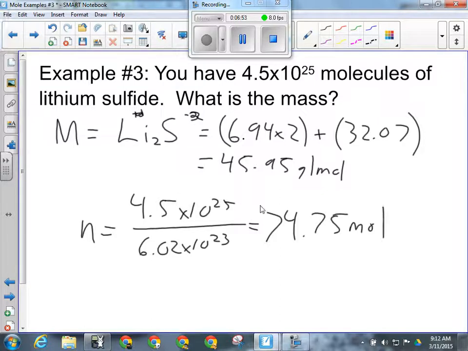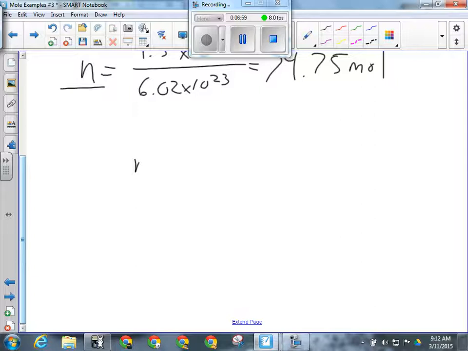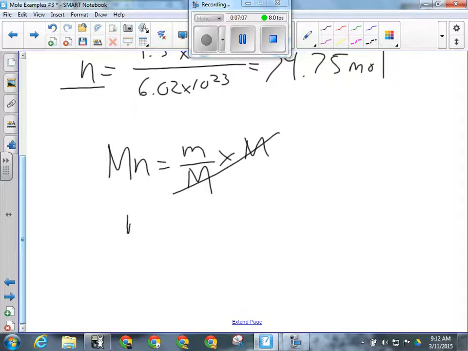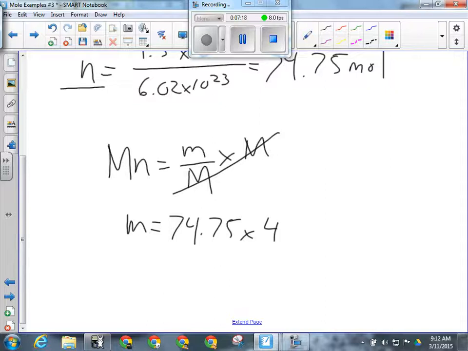Okay, so now I have N and big M. Now I should be able to calculate M, little m that is. So N equals little m over big M. If I want to get little m by itself, I got to multiply both sides by big M. So little m in this case is going to equal 74.75, number of moles, multiplied by 45.95, which was the molar mass.